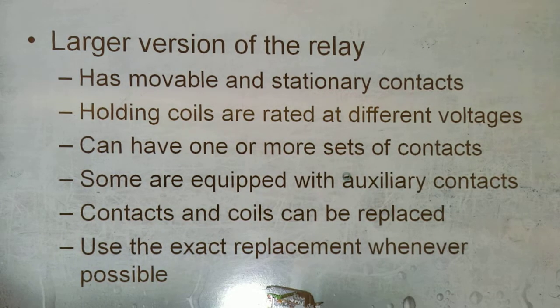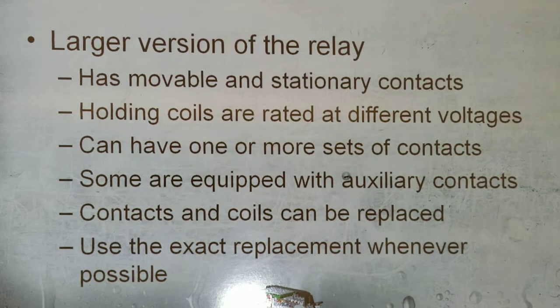The contactor, a larger version of the relay, has movable and stationary contacts. Holding coils are rated at different voltages. It can have one or more sets of contacts, and some are equipped with auxiliary contacts. Contacts and coils can be replaced. Use the exact replacement whenever possible.